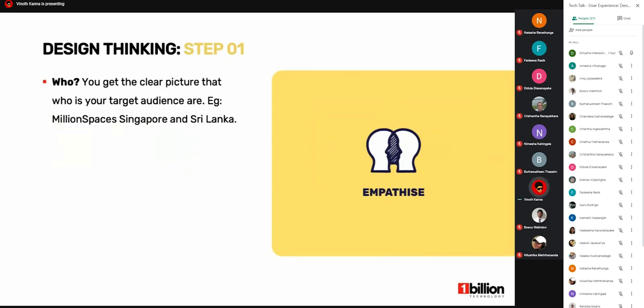Okay, let's see what empathize means. So this is basically understanding the user very well. Like we need to understand who your user is, right? To get a clear picture of who your target audience is, maybe if you take Million Spaces, the target audience are going to be Singapore and Sri Lankan users. So their ethnicity and their religion, everything matters, because we can decide something by gathering the details. So basically, empathize means we need to understand the user.